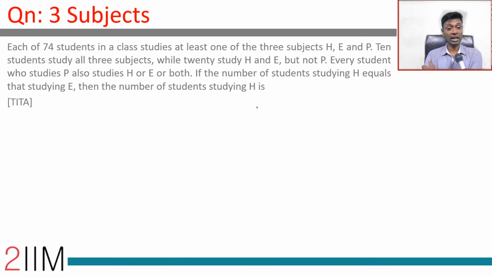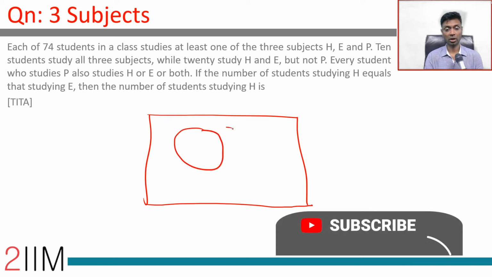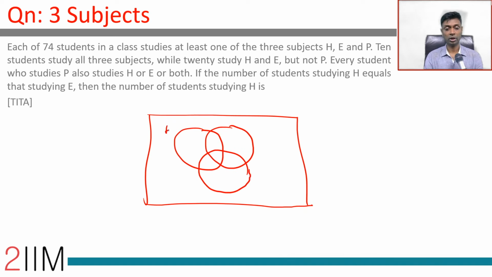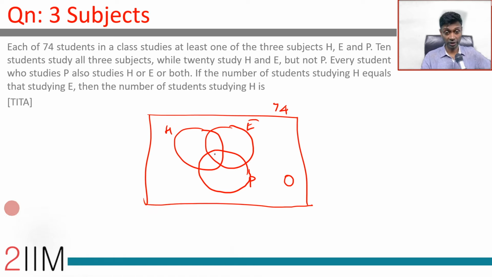Each of 74 students in a class studies at least one of the 3 subjects, H, E, and P. So I straight away know that this is a Venn diagram question. H, E, P. 74 in a class. All of them study at least one of the 3. This is the remaining, 0. 10 students study all 3 subjects. Lovely. I can just put this in here. Well, 20 studied H and E, but not P. That means here.